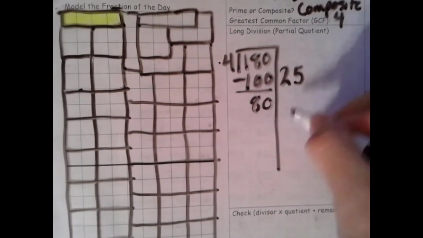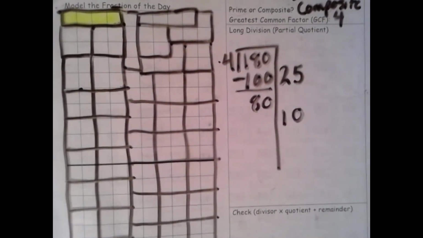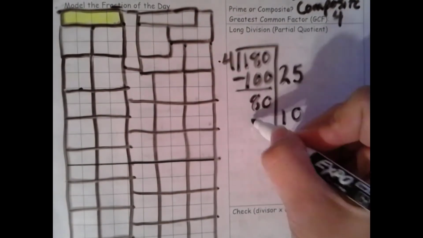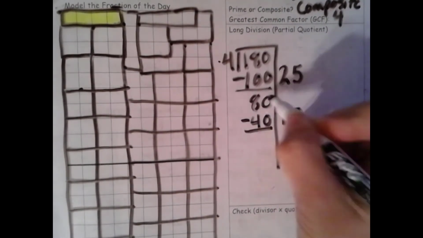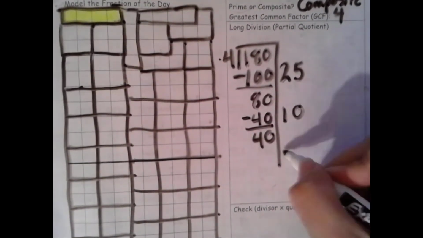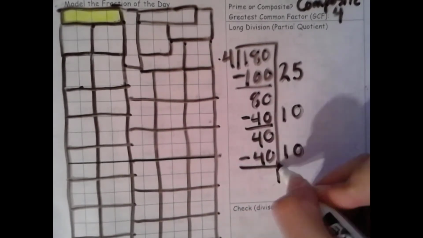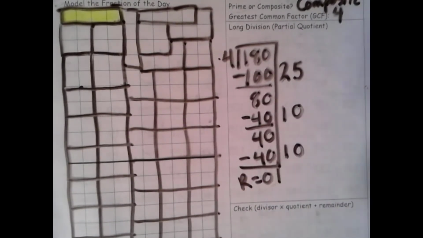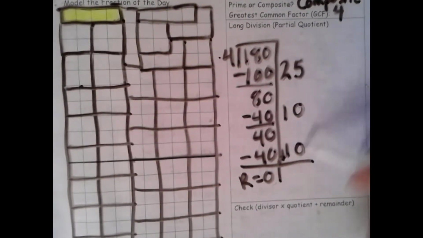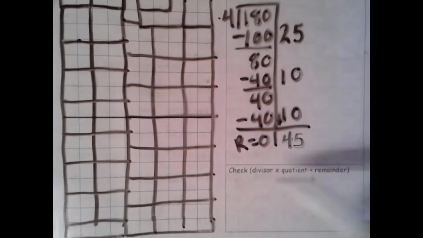I think I know what to do to get here, but I'm not sure. So I'll multiply by a number I am sure I can multiply by. So 10 times 4 is 40. Numbers the same, zeros the same, more on top, no need to stop. Oh, and again, 10 times 4 is 40. So I have a remainder of 0. Now I need to add up my partial quotients. 25 plus 10 plus 10 is 45. I did get 45, but I want to check using my inverse operation.